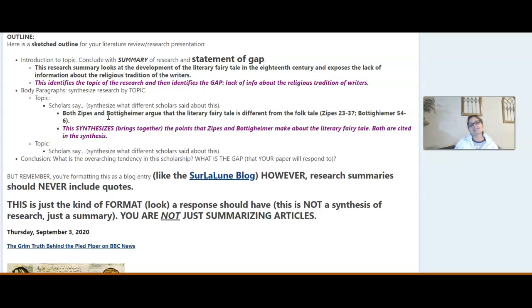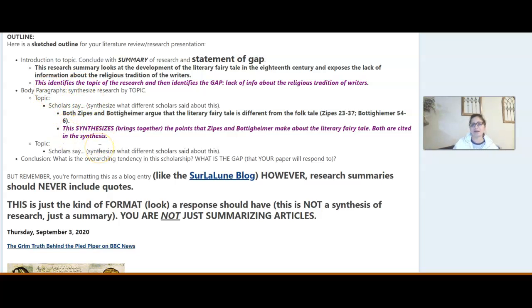And another way you would create a synthesis is sort of saying how they speak to each other. You know, Zipes points out the importance of the French cultural tradition here, and Bottigheimer identifies how we already see some of that in Italy. And so these were broader European trends that can't be traced to a single nation state. So that is, they're saying 2 slightly different things and blending it together to make a single statement.